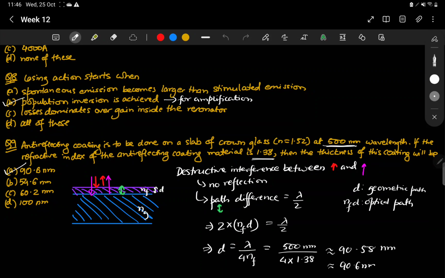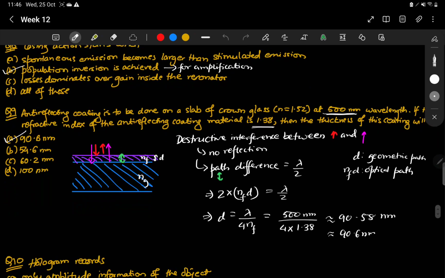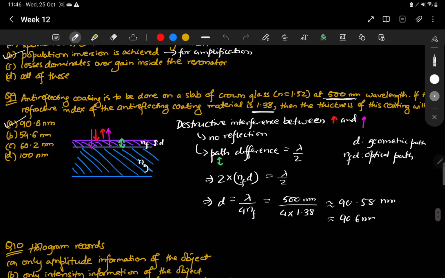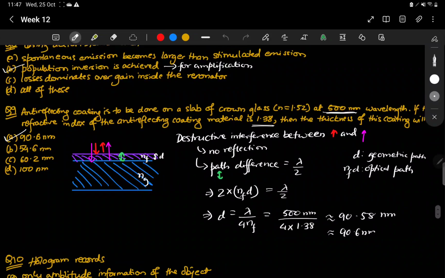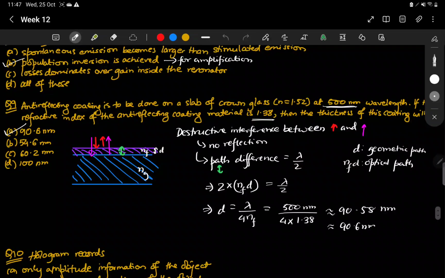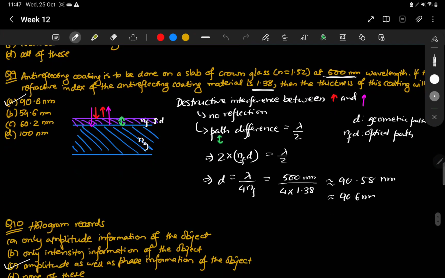Anti-reflection coatings work for a particular wavelength, and if the refractive index of the anti-reflection coating is given, and if the wavelength for which we want no reflection is given, then we can find out the particular thickness. Only for a particular thickness will we achieve this anti-reflection feature, and that is given by thickness d equals lambda over 4 nf. If we deviate from this lambda, then we do see some amount of reflection. If we deviate too much, then we will see significant reflection.